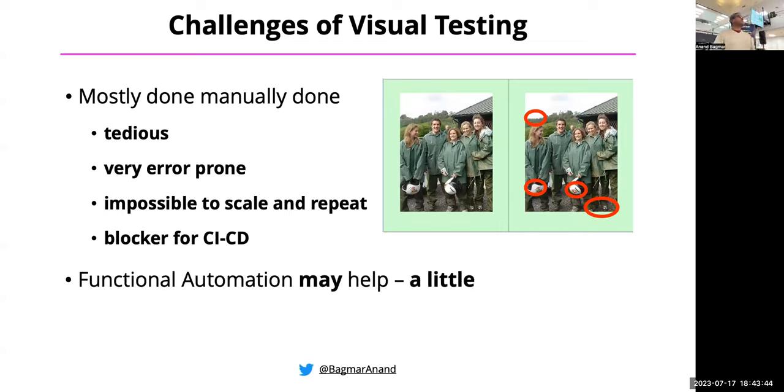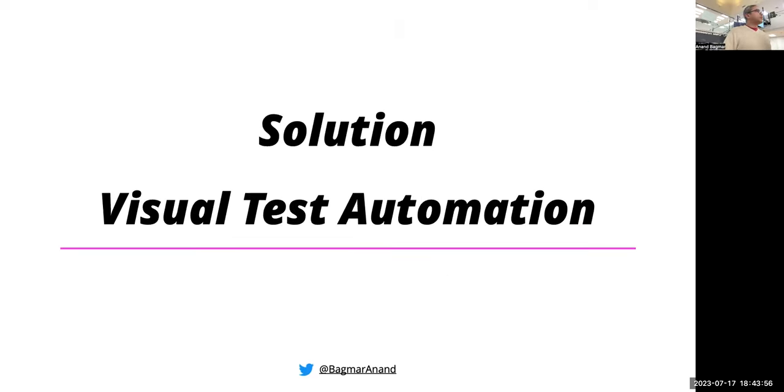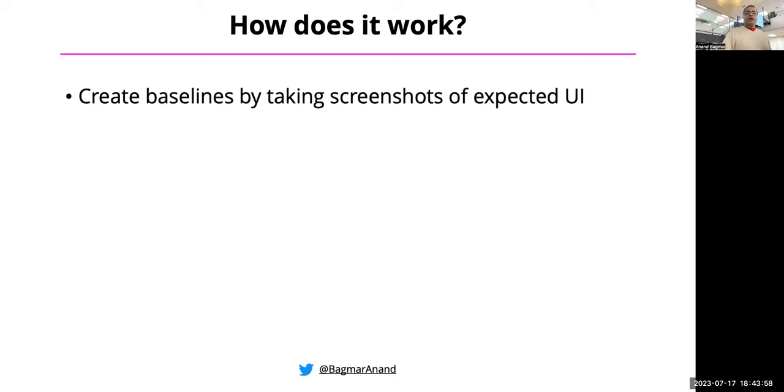Now, you might think your existing automation might help in some aspects. Yes, it will. You can extend your tests to do some more validations, but there's only limited what you can do in terms of the visual aspects out of it. Okay? So that's where the automation comes into picture. Now, how do you do visual testing, right? You have to first create the baselines.